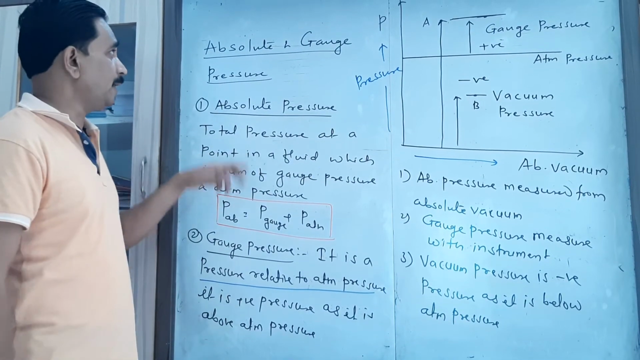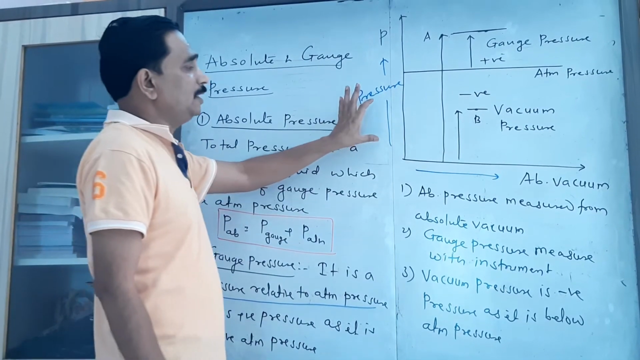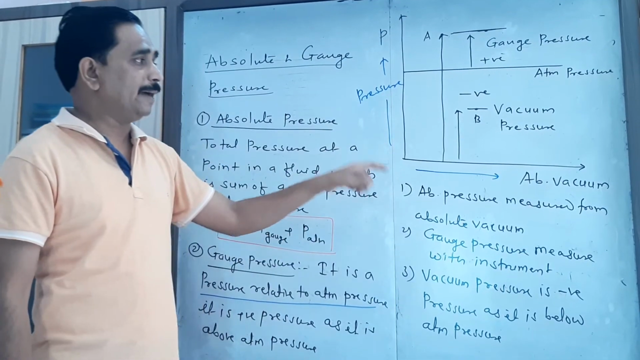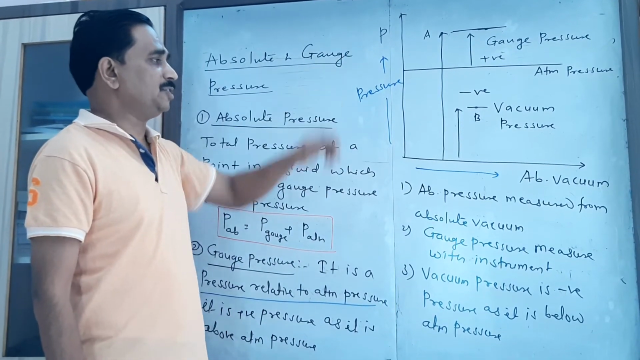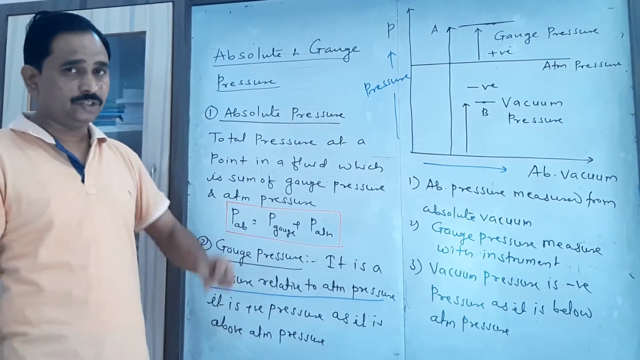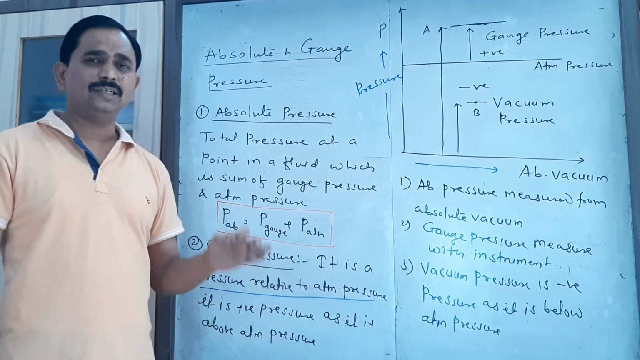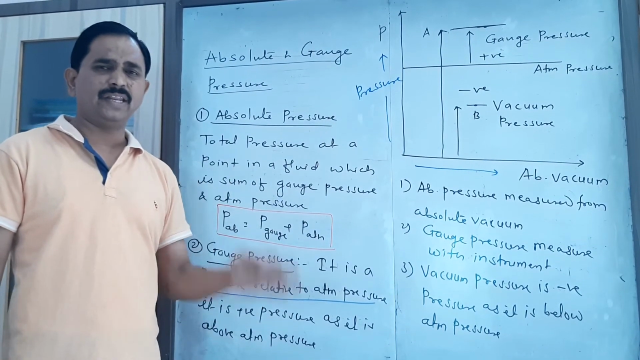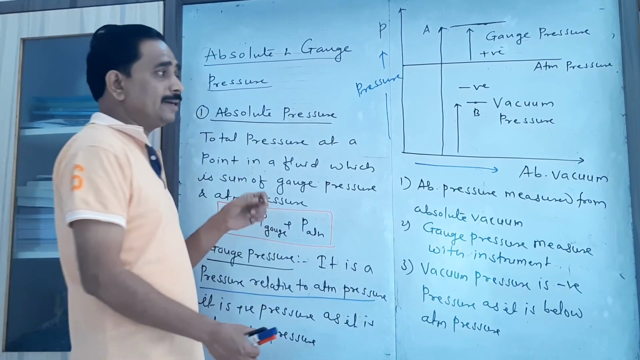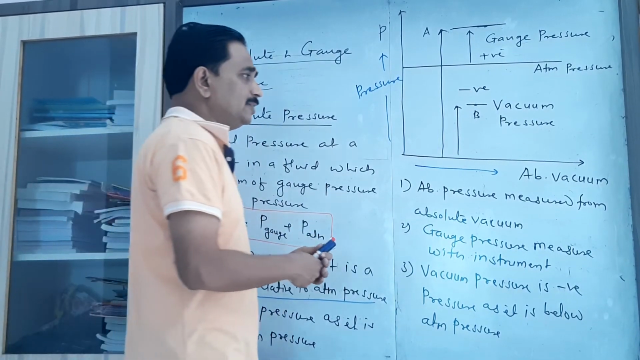Now in order to explain the concept of absolute pressure and gauge pressure, let us consider this diagram. This is a graph plotted between absolute vacuum and the pressure. We already explained what we mean by absolute vacuum: the region where there is no matter present and where there is zero, or very negligible, pressure. Now if we plot the graph between absolute vacuum and the pressure.